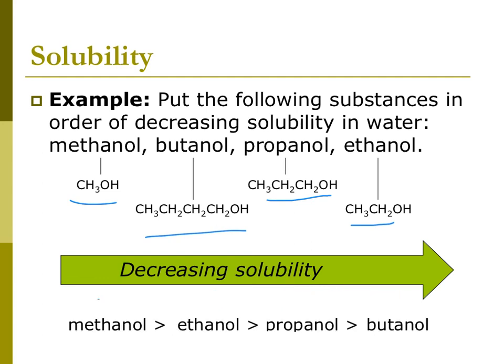And oops, I had my greater than signs backwards, apologies. So methanol would have the greatest solubility, then ethanol, then propanol, then butanol. So in decreasing solubility, the least soluble was the butanol.